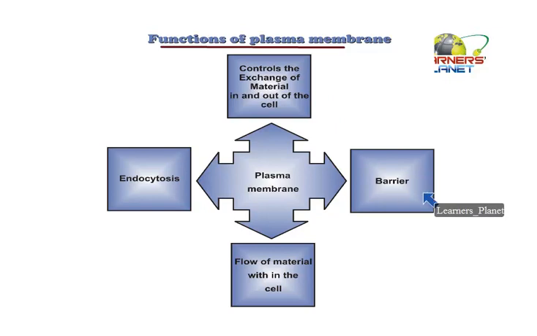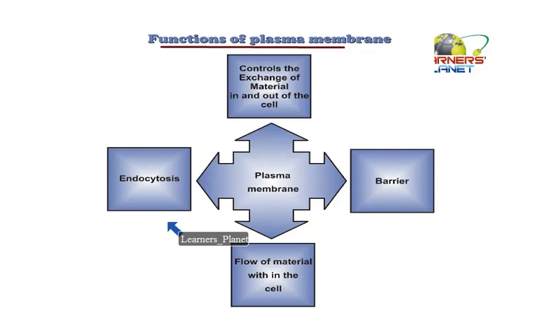Besides, the plasma membrane can serve as a barrier. Why a barrier? Because it forms a boundary, so that the content of the cytoplasm does not run away from the cell, and the content present in the surrounding environment does not get mixed up with the content of the cytoplasm. Further, it also helps in the flow of material within the cell, because there are membrane-bound organelles also. So within the cell also, the cell membrane can support such movement.